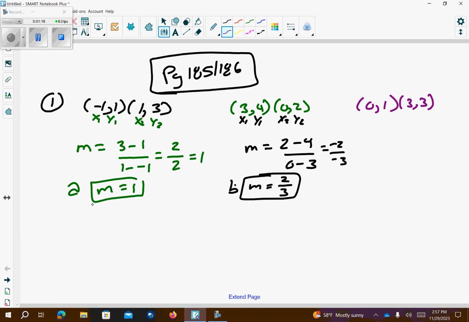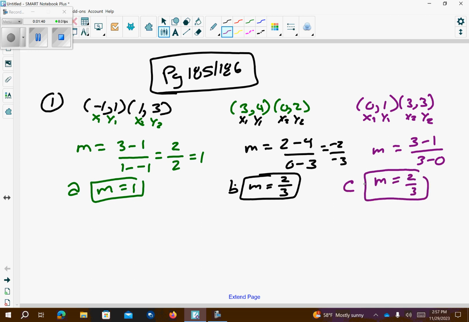So I can say that A and B are not parallel or perpendicular because the slopes are very different. Number 3, or letter C, we have x1, y1, x2, y2. So my slope is going to be y2 minus y1 over x2 minus x1. So our slope is 2 over 3. Being that these two slopes are the same, these are parallel. Remember, the two lines next to each other like that means parallel.